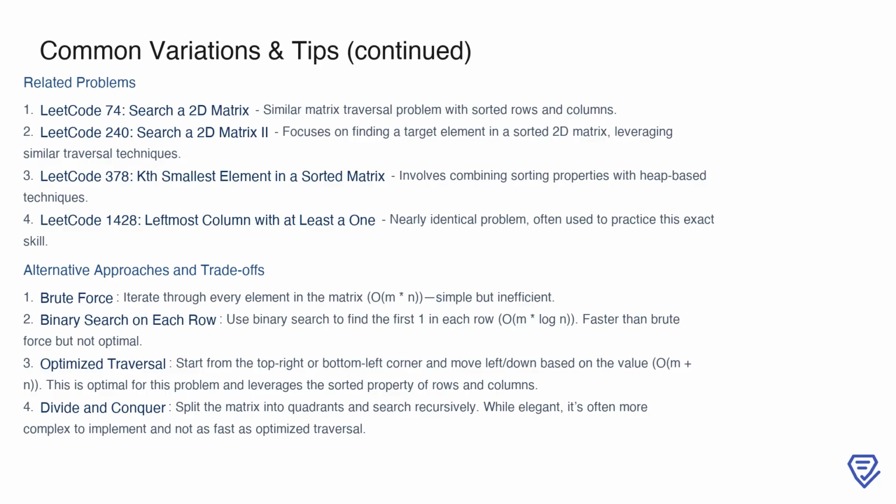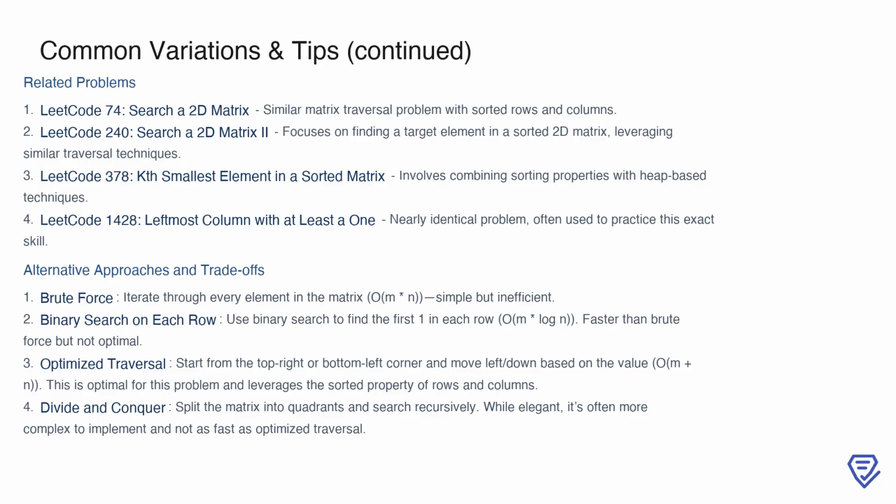There are also related problems and alternative approaches to consider. For instance, LeetCode 74, Search a 2D Matrix, and LeetCode 240, Search a 2D Matrix II, involve similar traversal techniques for sorted matrices. LeetCode 378, Kth Smallest Element in a Sorted Matrix, adds a different twist by combining sorting with heap-based strategies. And, of course, LeetCode 1428 itself is a great example to practice this exact skill.